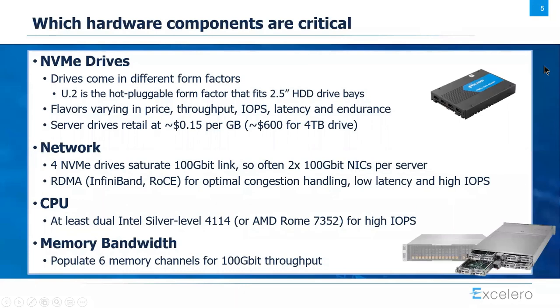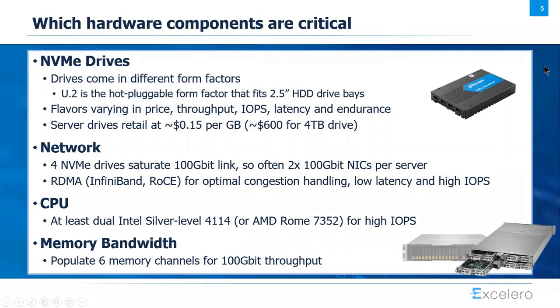The endurance might be the most important part for server drives, and also the consistent IOPS. With the price drops that we saw this year, they have finally become very affordable. Server drive already retails at about 15 cents per gigabyte, which means a 4 terabyte drive is at about $600 these days.